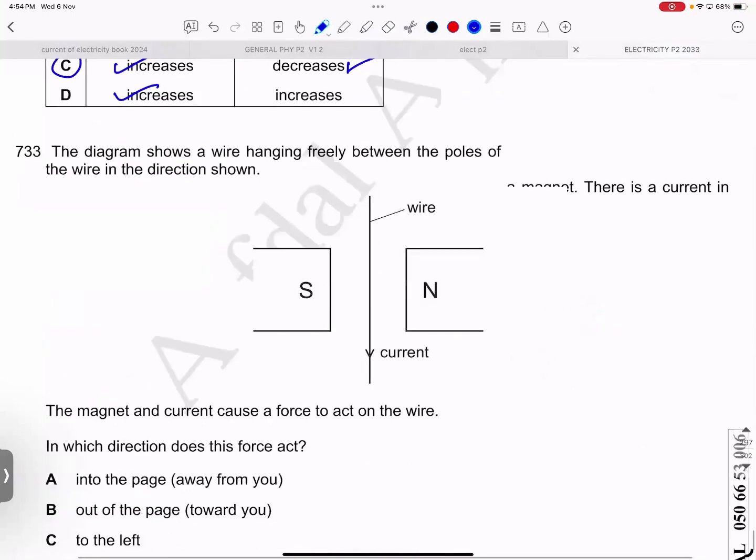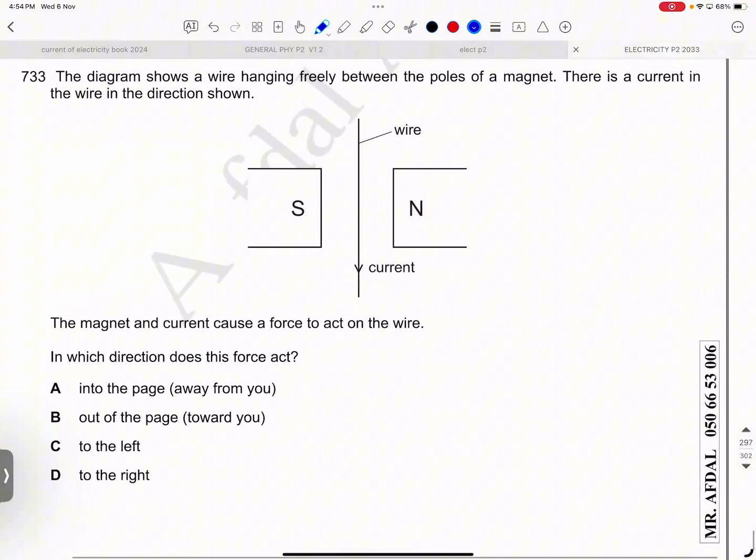Number 33. The diagram shows a wire hanging freely between the poles of a magnet. There is a current in the wire in the direction shown. The magnet and current cause a force to act on the wire. In which direction does the force act?